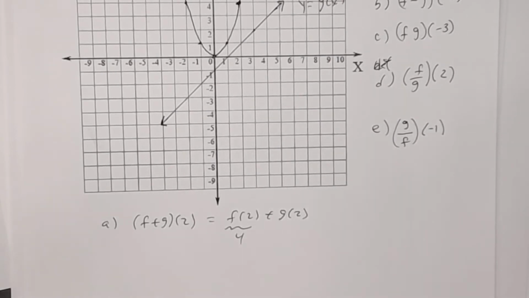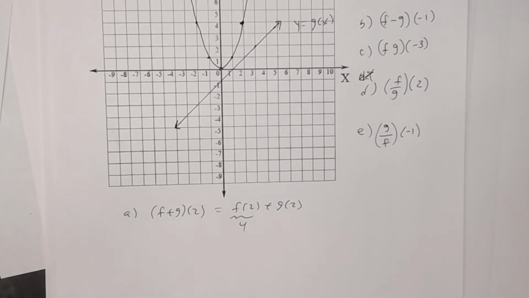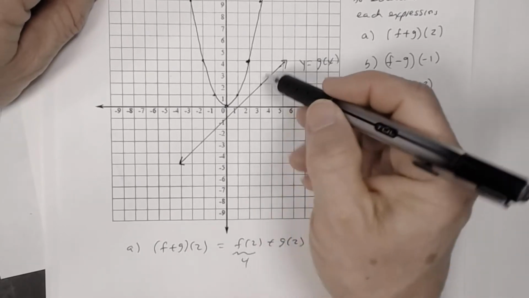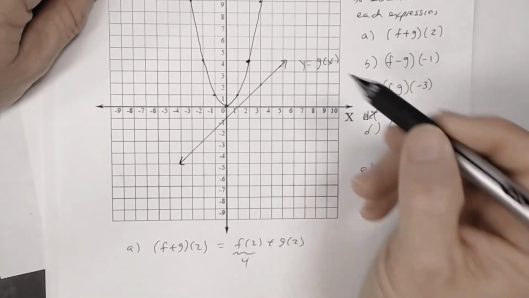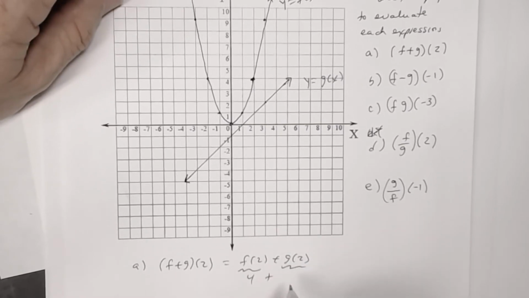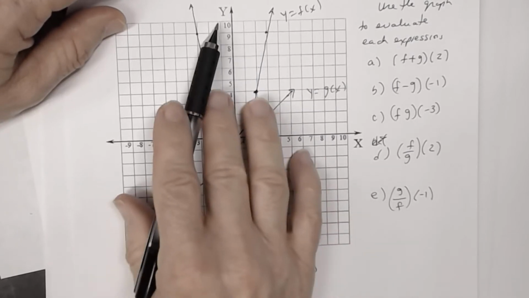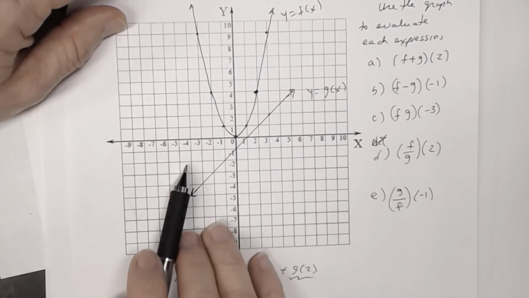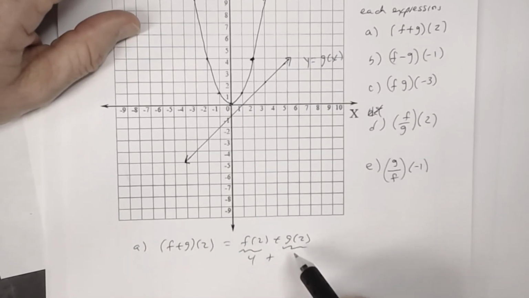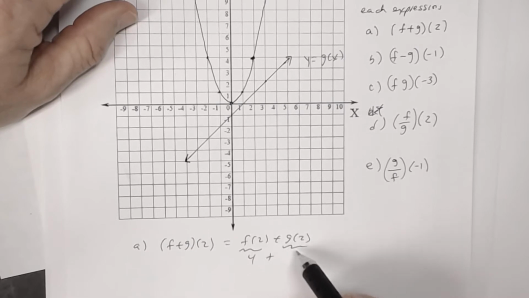Okay, so f of 2 is 4. Let me make this a little bit smaller so we can see the whole thing. So right here, when x is 2, the y value is 4. So remember, f of 2 means what's the y value when x is 2. Now we go here. So plus, and we have to find g of 2. So the question is, where do I go to find g of 2? Do I go to the quadratic function, or the linear function? I go to the linear function because that's the function named g. So this time, when x is 2, what's the y value?